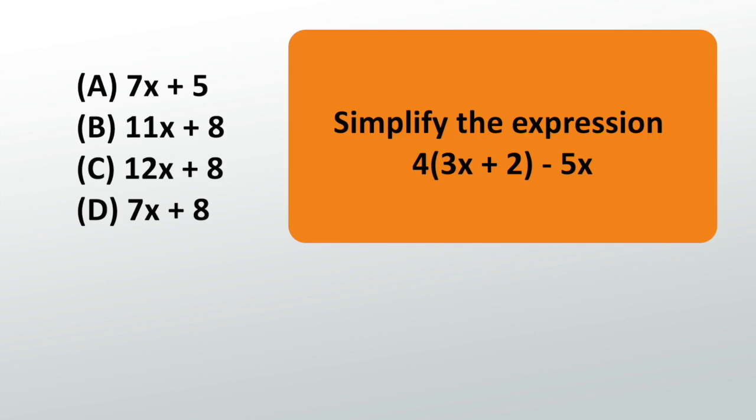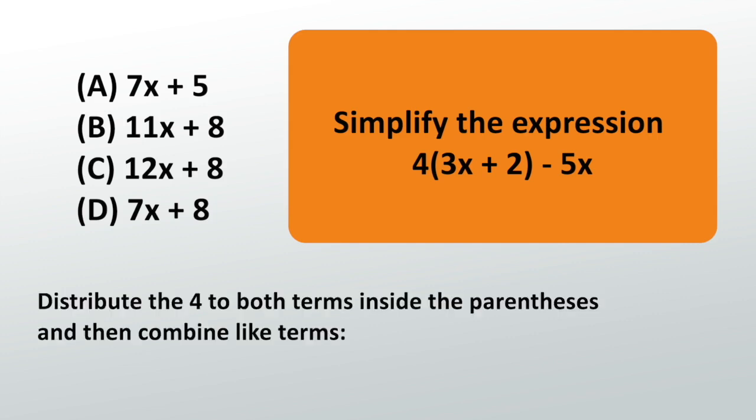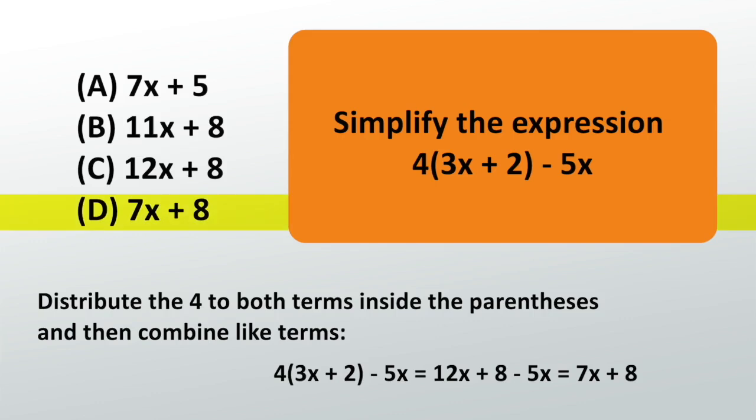Question 4. First, we must distribute the 4 to both terms inside the parentheses and then combine like terms. 4 times 3 is 12x. 4 times 2 is 8. So we now have 12x plus 8 minus 5x. Now we must combine like terms. 12x minus 5x equals 7x. So now we have 7x plus 8. The correct answer is D, 7x plus 8.